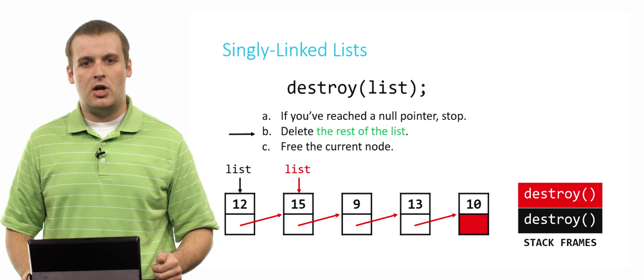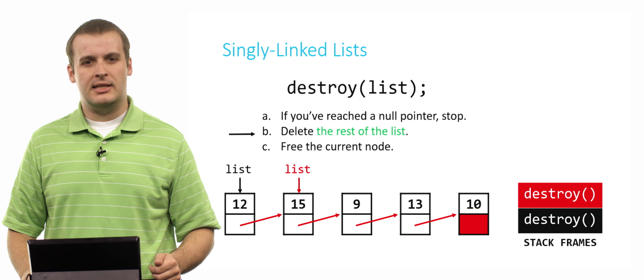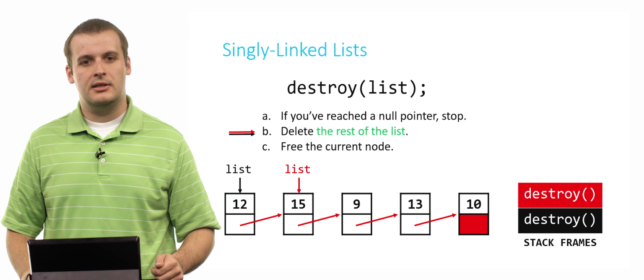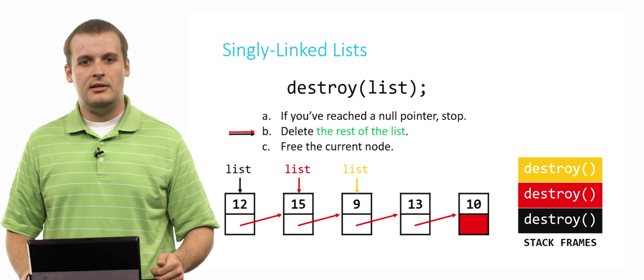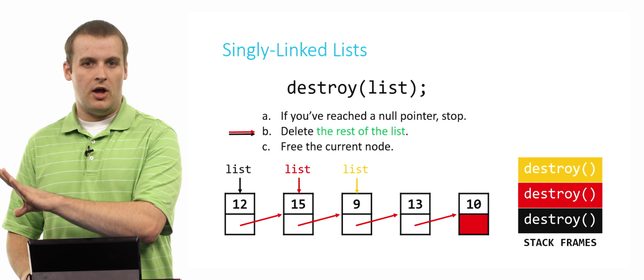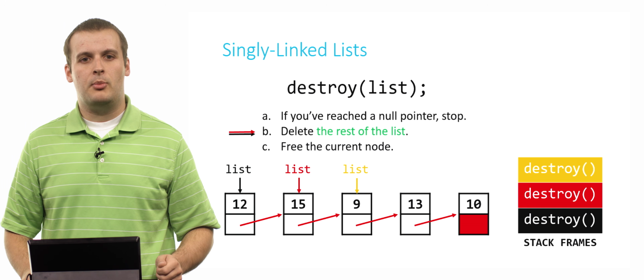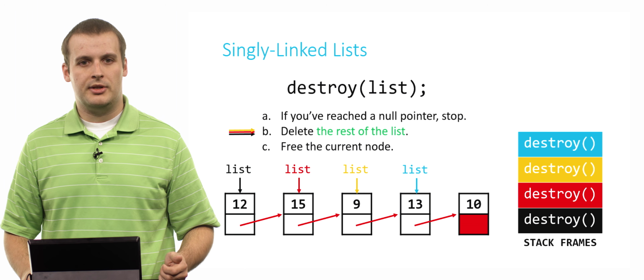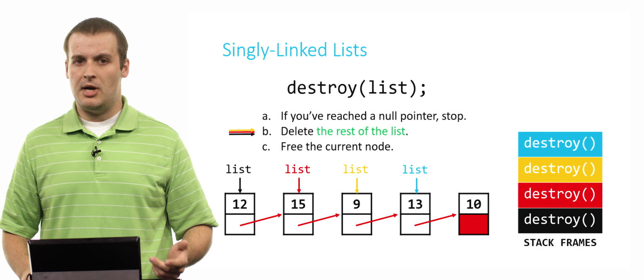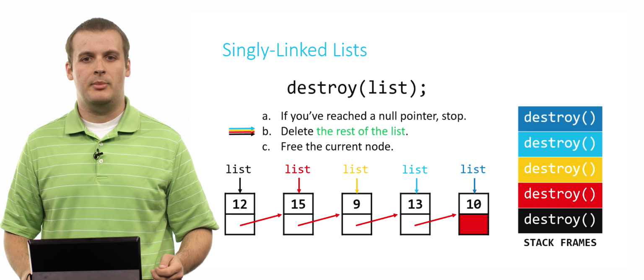Well, 15 is not a null pointer, and so it's going to say, all right, well, delete the rest of the list. The rest of the list starts at 9, and so we'll just wait until you delete all that stuff, then come back and delete me. Well, 9's going to say, well, I'm not a null pointer, so delete the rest of the list from here. And so try and destroy 13. 13 says, I'm not a null pointer. Same thing, it passes the buck.